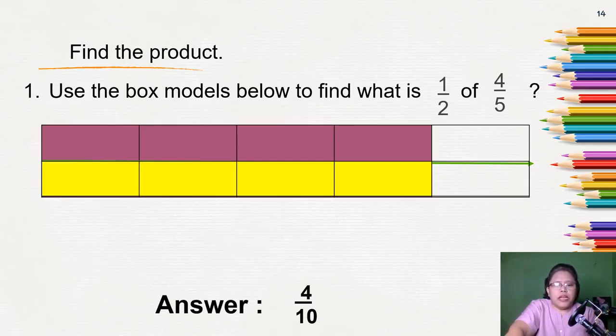Tama? Kaya lang, okay, ang 4/10 ay pwede mong i-reduce into its lowest term kasi pwedeng i-divide ang 4 ng 2 at ang 10 ng 2, diba? So, pag nag-reduce tayo into lowest terms, i-divide lang natin yan. So, 4 divided by 2 is 2. And then 10 divided by 2 is 5. So, 2/5 ang sagot natin, di ba?